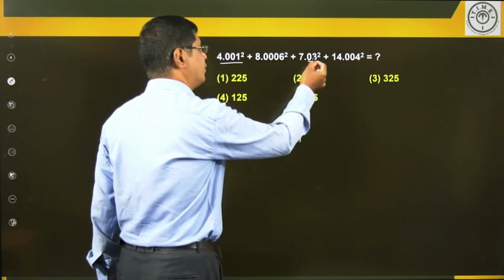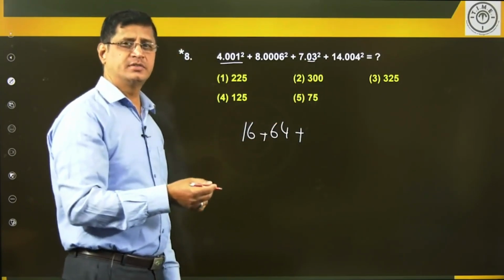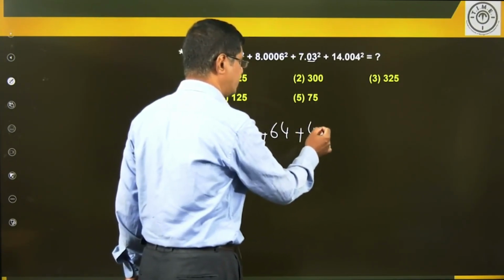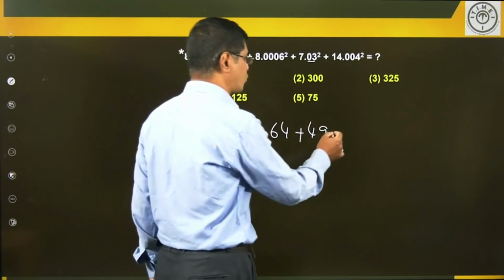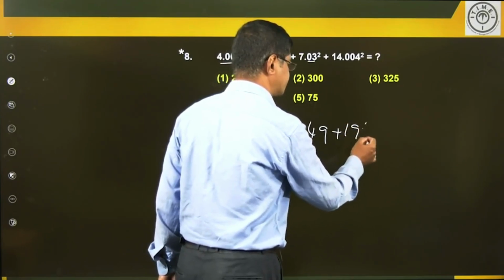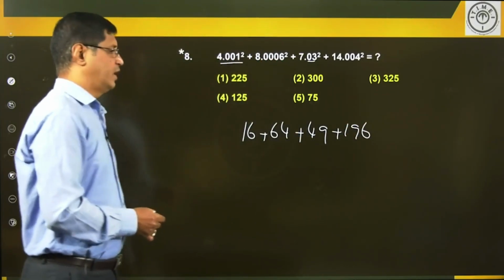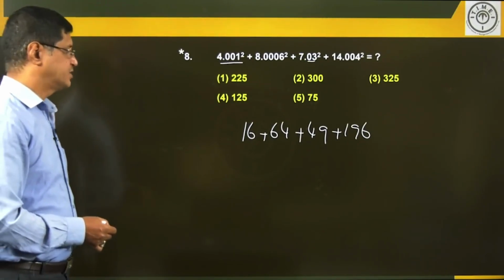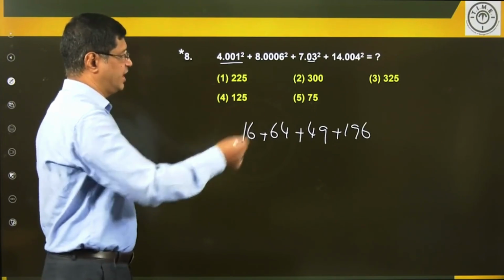Similarly, 0.03, just ignore it. So what is the result? 7 square. 7 square means 49. And 14 square, that is 196. Yes, my dear student, just add all the values. Sum of these numbers is the answer.